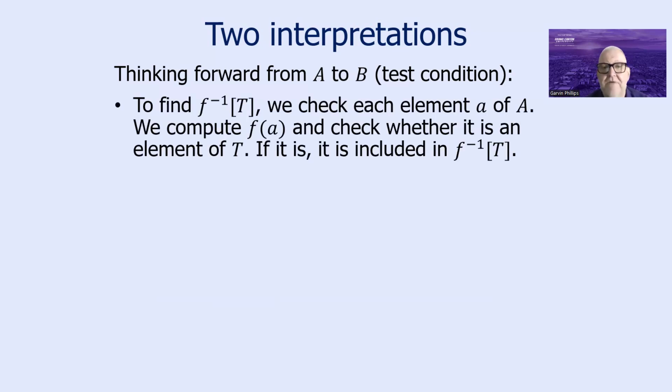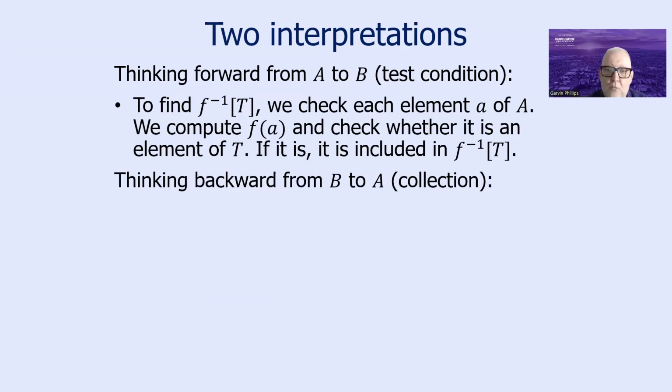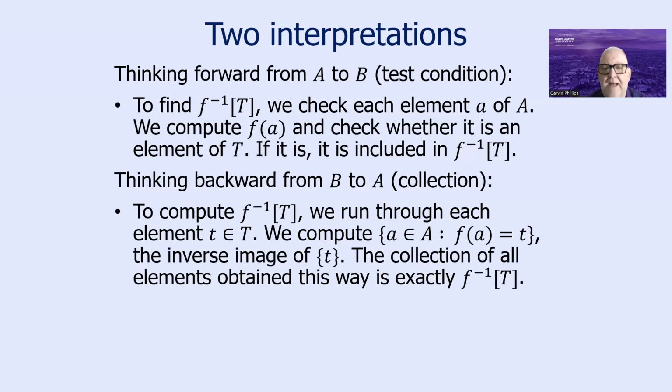To find f inverse of t, we check each element of A and compute whether f of A goes back to an element of t. If it is, it's included in our f inverse of t. Thinking backwards from B to A, this is a collection. So now we're taking every result and collecting all of our A's, if you will.